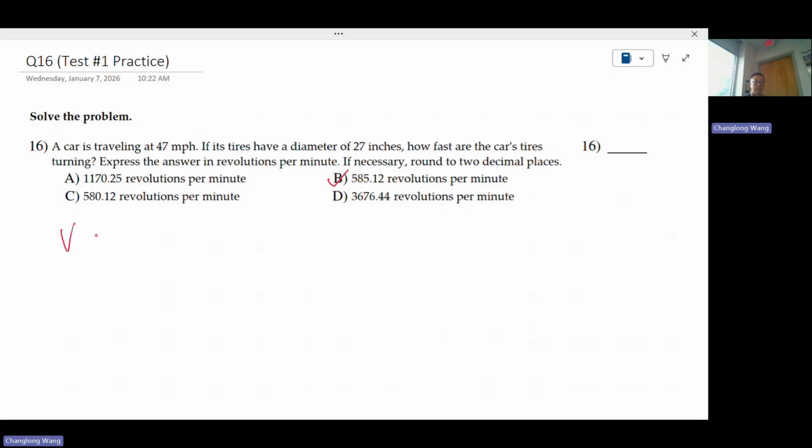So now everyone should be very familiar with the formula. V equals the radius r, right, times the angular speed omega, right? The question says, how fast are the tires turning? So are they looking for the V or omega? So are they looking for the linear speed or the angular speed? So car wheels, right, tires, they're turning. How fast they're turning? Angular.